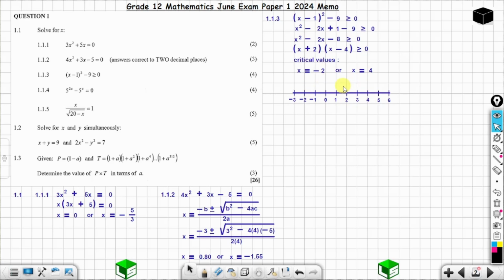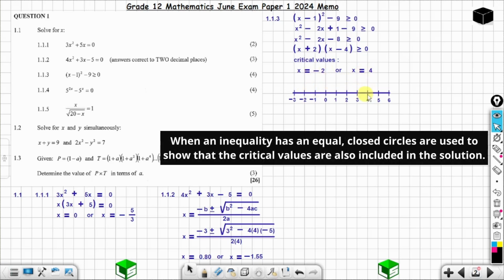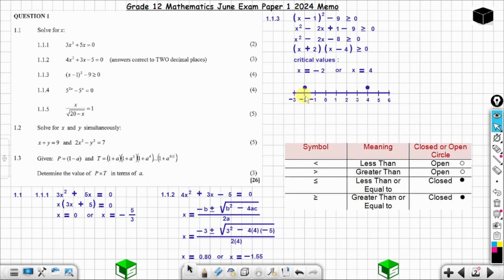So your critical values are going to divide the number line into 3 intervals. You are going to use closed circles on negative 2 and on 4 because you have equal. This is greater than or equal. Because you have equal, you're going to use closed circles on negative 2 and on 4. Then you are going to test your intervals.